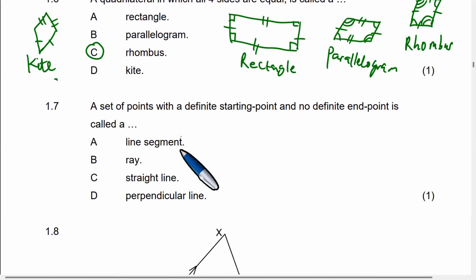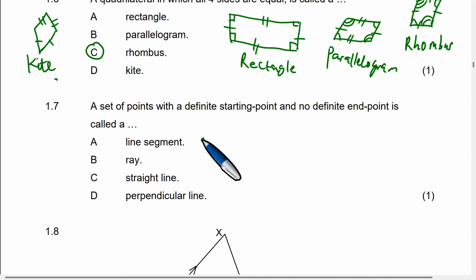A set of points with a definite starting point and no definite end point is called a what? A line segment, a ray, a straight line, a perpendicular line. What do you think? Please come again. Is it called a ray? Yes. A set of points with a definite starting point and no definite end point.